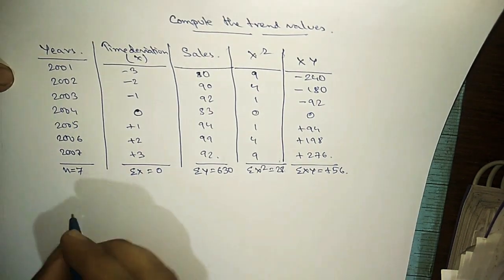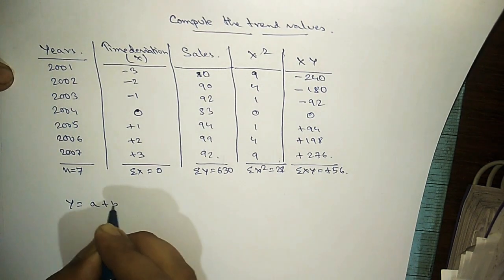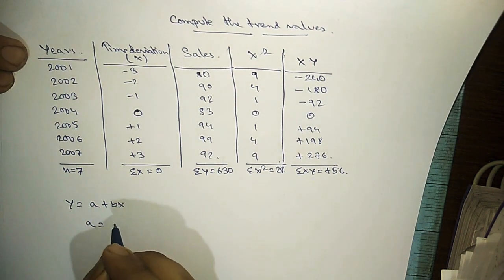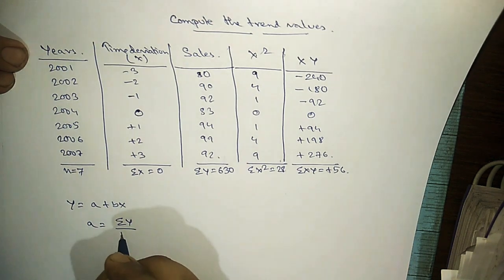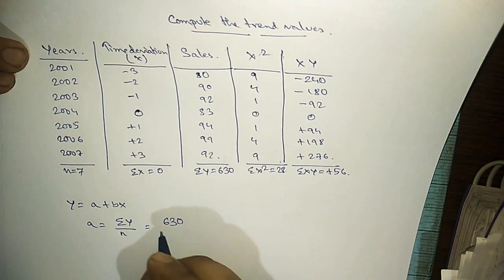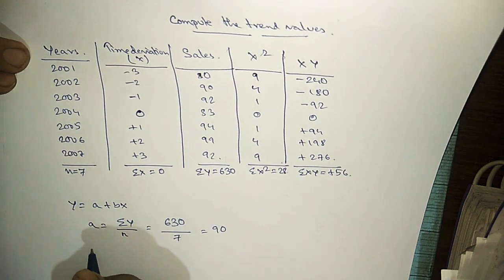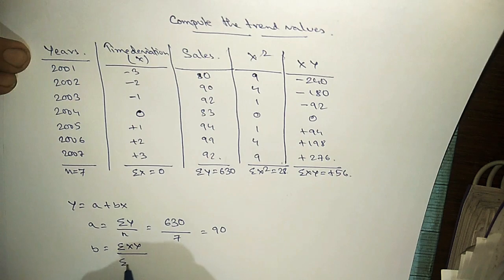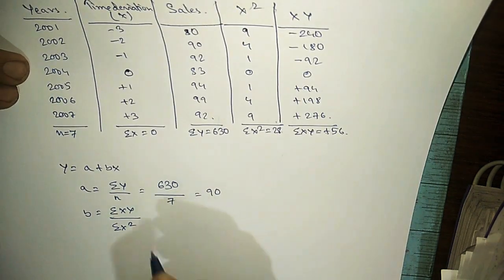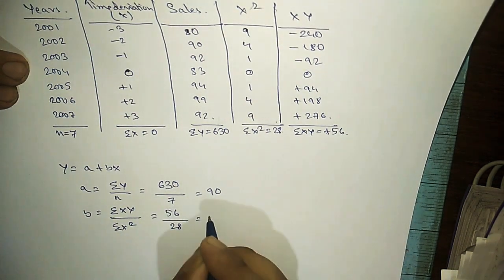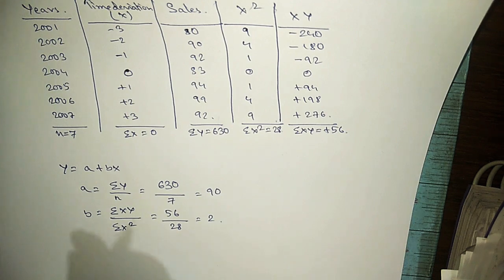Now, using the regression equation formula, which is y equals a plus bx, where a equals summation y by n, which is summation y equals 630 and n equals 7, which is 90. Now b equals summation xy divided by summation x square, which is 56 divided by 28, which is 2. That's it. Now you have to take out the sales for the next 3 years.